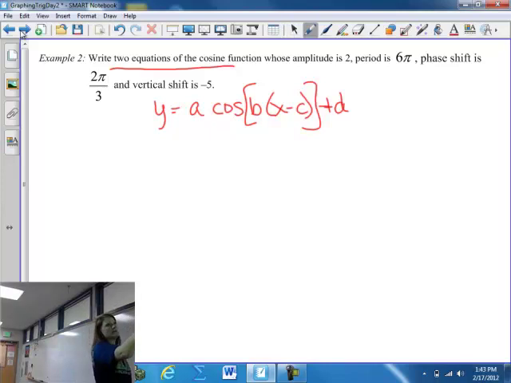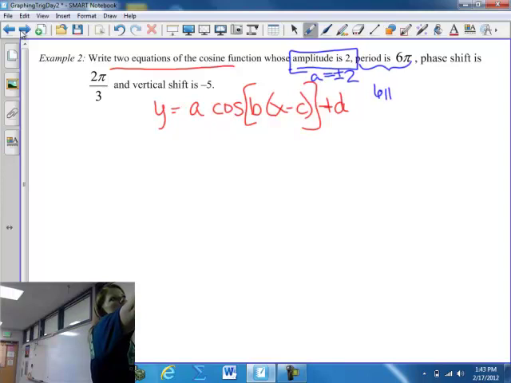A comes from the amplitude, which is 2. So A is 2. Now we're going to make it plus or minus 2 so we can get two equations out of it. B comes from the period. If the period is 6 pi, we set that equal to 2 pi over B, and we stare at it until we find an answer. We get a third.